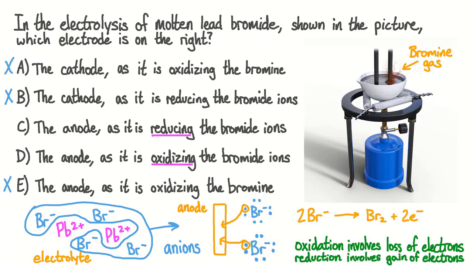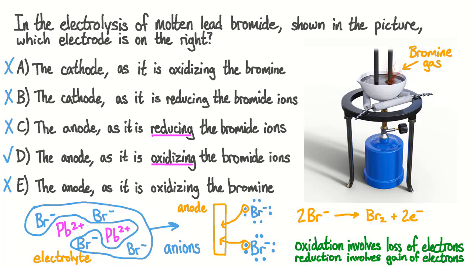On the other hand, a reduction is when an atom or ion gains electrons. For example, at the cathode in this experiment, the lead ions will gain electrons or be reduced to form elemental lead. Since the bromide ions are losing electrons or being oxidized, we can identify D as the correct answer.